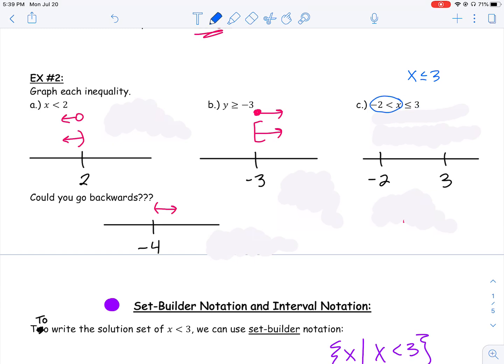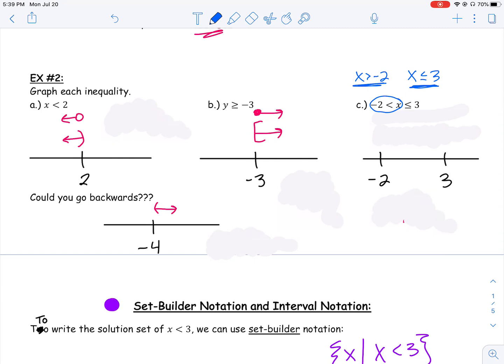remember if it's backwards, we can always flip it. So if I put the x first, remember the alligator is eating the x, so it should still eat the x if you flip it, and then -2. So now if I read it, I can read this one that says x has to be greater than -2, but x also has to be less than or equal to 3. So in this case, x is greater than -2, but less than or equal to 3.